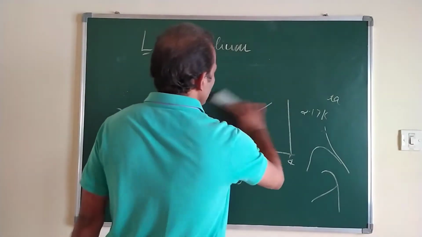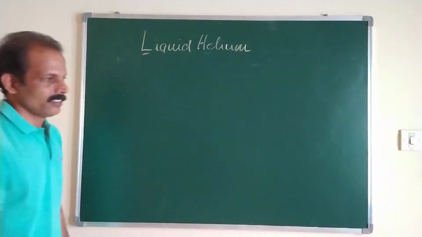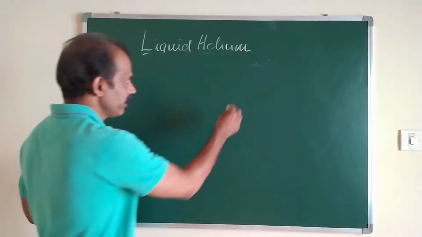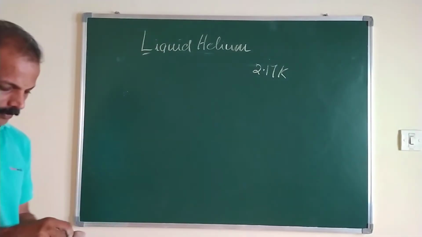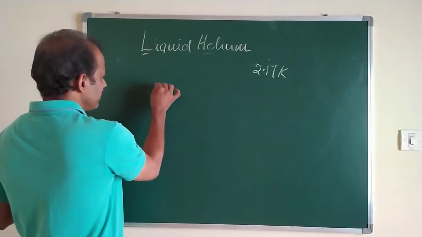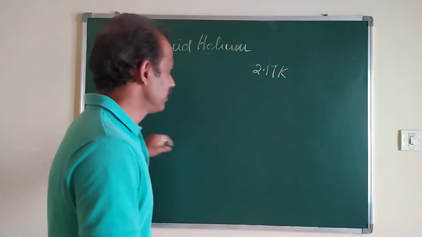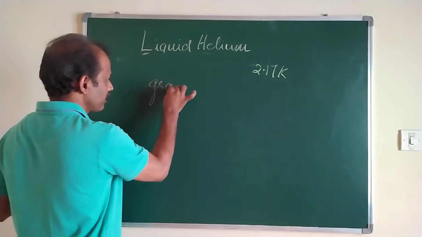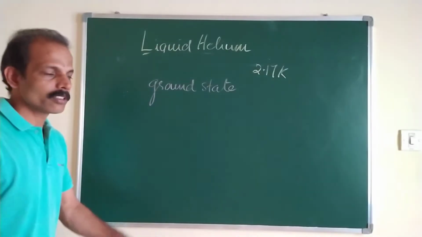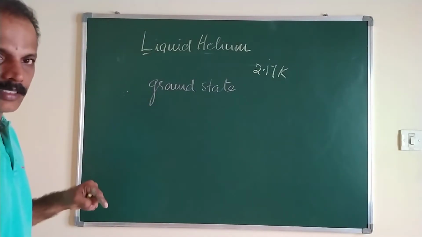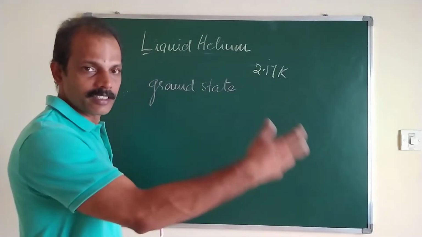Okay, so at 2.17 Kelvin, that is the lambda point, what happens is that most of the helium atoms occupy the ground state. That means the ground state population increases.